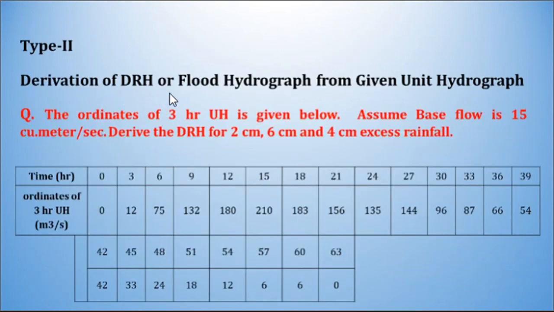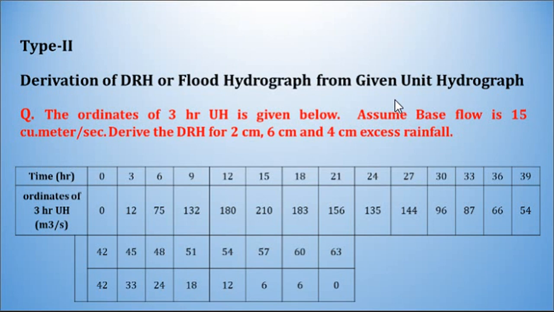Then derivation of DRH or flood hydrograph from the given unit hydrograph. It is a reverse process. Now you will have the ordinates of a unit hydrograph, and thereby you will have to find the components of the flood hydrograph. So let us see the numerical example. The ordinates of a 3-hour unit hydrograph are given below. Assume base flow as 15 cubic meter per second.